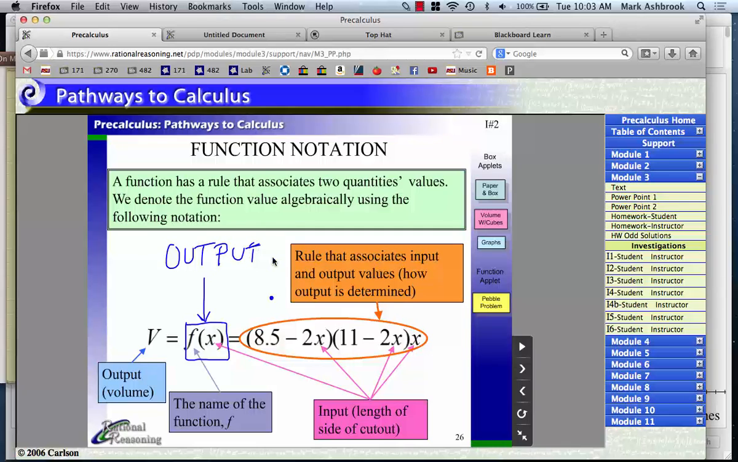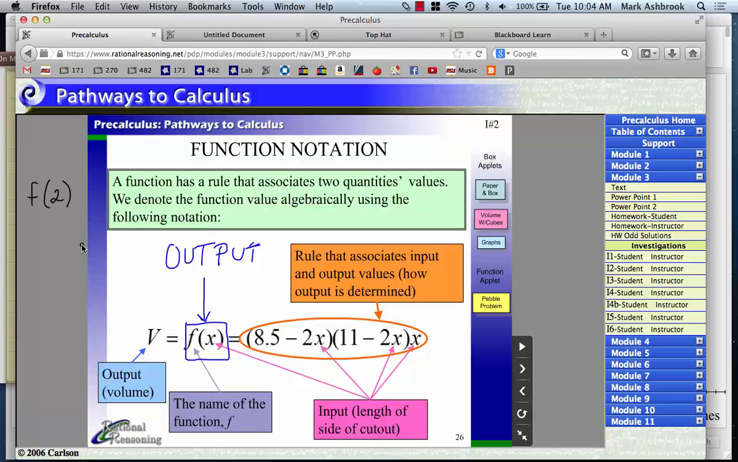Which output is it? When the what? The input is x. Okay? So if I write f of 2, how do we... so if you saw f, we're talking about the open top box problem. This function f, when you see f of 2, what does that mean?